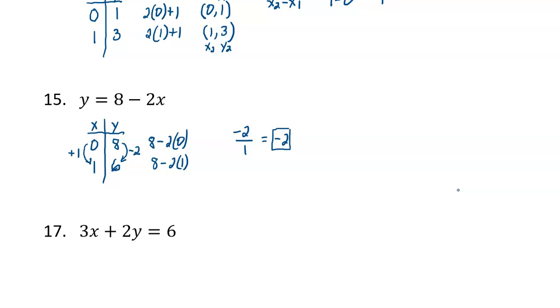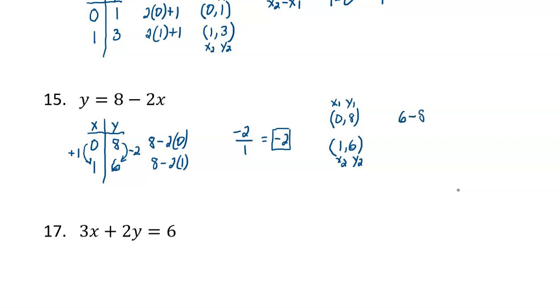Is that the same answer we would get if we explicitly used the formula? Let's find out. Our first ordered pair that we figured out was (0, 8). And our second ordered pair that we figured out was (1, 6). This is the x1 and this is the y1. This is the x2 and this is the y2.